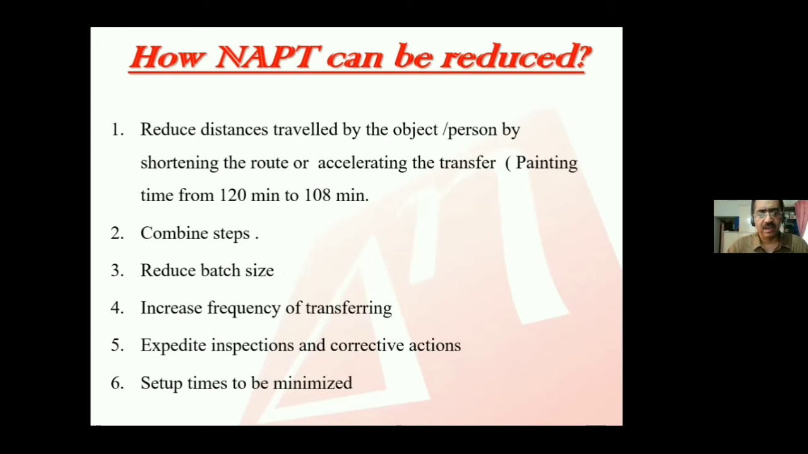Number 5, expedite inspections and corrective actions. Again, this also leads to reduced waiting times. Number 6, setup times can be minimized. This reduces wasted time on the machine and helps you to increase the output. You might recollect that in our session on constraint elimination, we had discussed the setup times. Any time wasted on the machine other than the intended action is wasted time, so minimize that. So these are the 6 ways in which you can reduce the no action point time. And by this, you will reduce the cycle time.